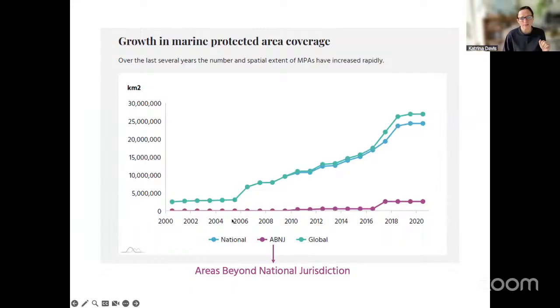So this is our years on our horizontal axis, and then we've got kilometers squared, so the size of our marine protected area estate. Areas beyond national jurisdiction are in our purple, and you can see they've barely moved, as you would expect. And it's our national and our global MPAs which have increased over this time period. So we can see these real jumps after 2006 and 2014, and we've had a wee bit of a plateau in recent years.